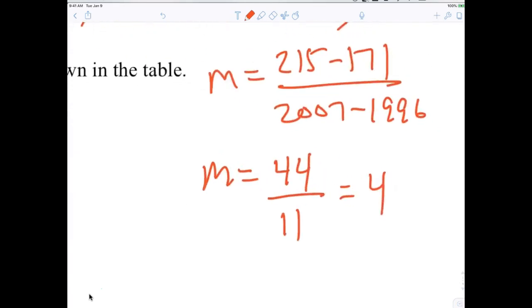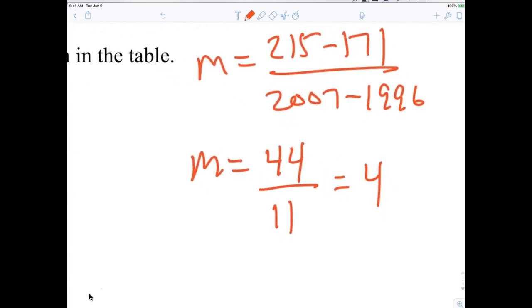And what does 4 mean? I want you to write that down. 4 means it's the number of area codes per year. The change in area codes per year. That's what that means.